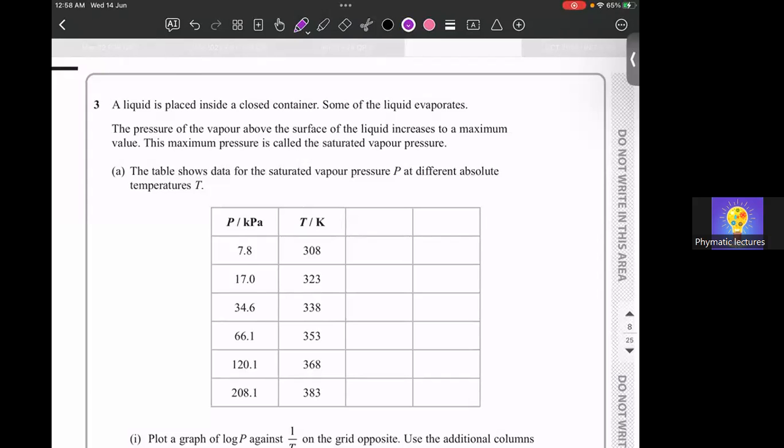Move to question number 3. A liquid is placed inside a closed container. Some of the liquid evaporates. The pressure of the vapor above the surface of the liquid increases to a maximum value. This maximum pressure is called saturated vapor pressure.